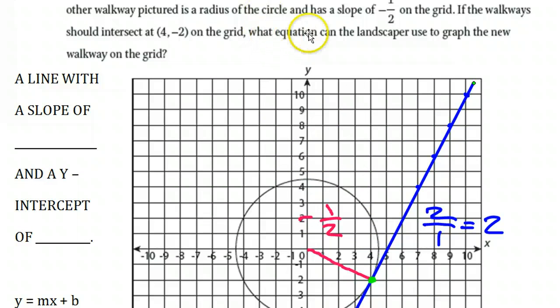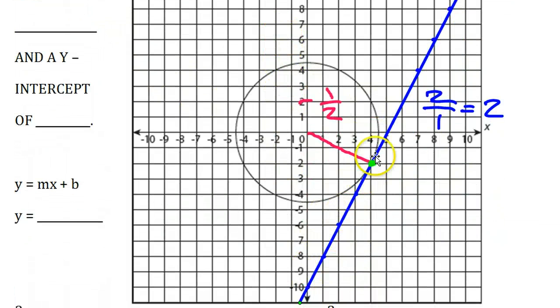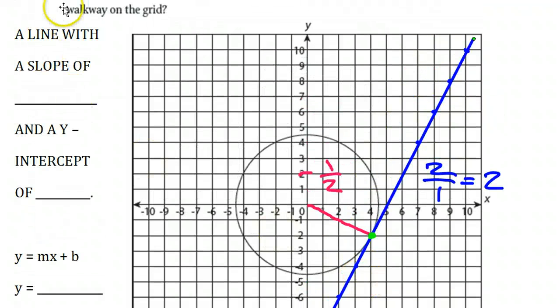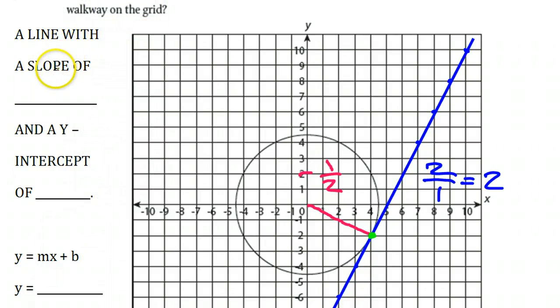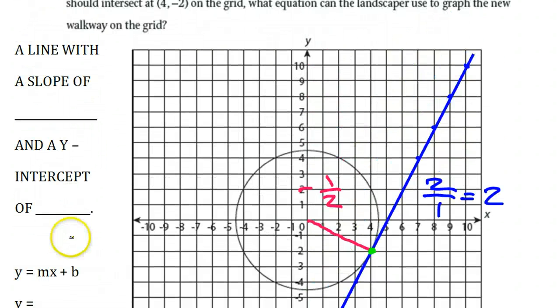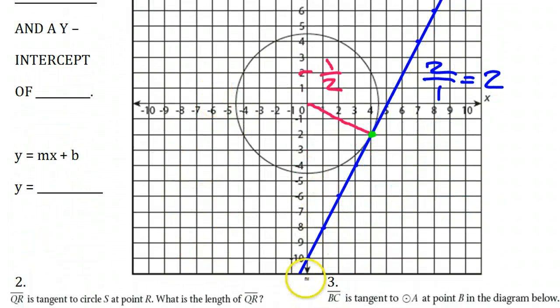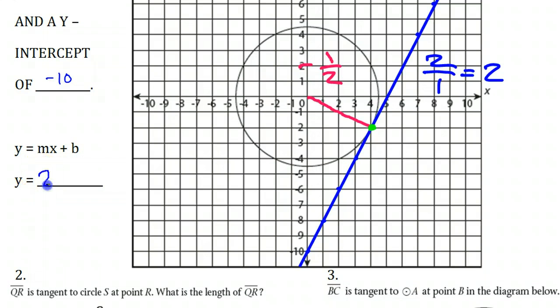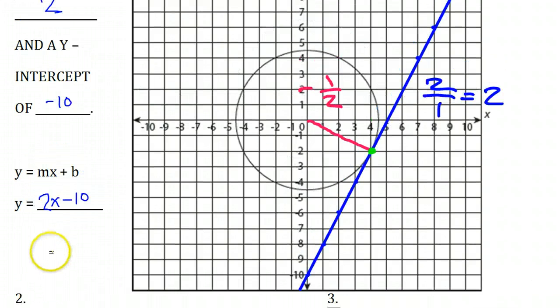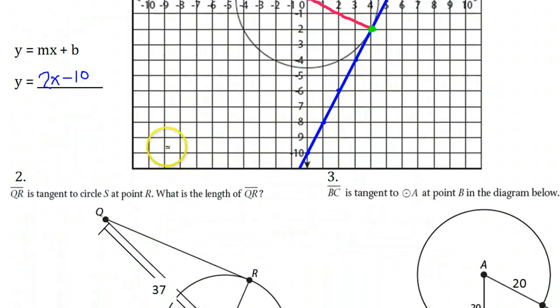So, what equation can the landscaper use to graph the new walkway? I need the equation of this blue line. These blanks are sort of walking me through the steps. A line with slope of, well, this blue line, as we said, has a slope of 2. Now the y-intercept. If I look back, this blue path has a y-intercept of -10. So if I think y equals mx plus b, that's y = 2x - 10. That would be the equation of the blue path.